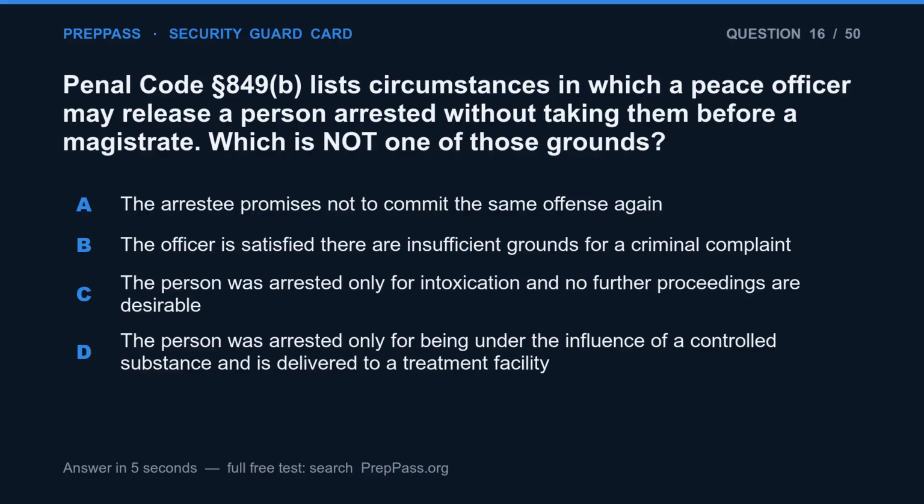Question 16. Penal Code Section 849(b) lists circumstances in which a peace officer may release a person arrested without taking them before a magistrate. Which is not one of those grounds? A. The arrestee promises not to commit the same offense again. B. The officer is satisfied there are insufficient grounds for a criminal complaint. C. The person was arrested only for intoxication and no further proceedings are desirable. D. The person was arrested only for being under the influence of a controlled substance and is delivered to a treatment facility.